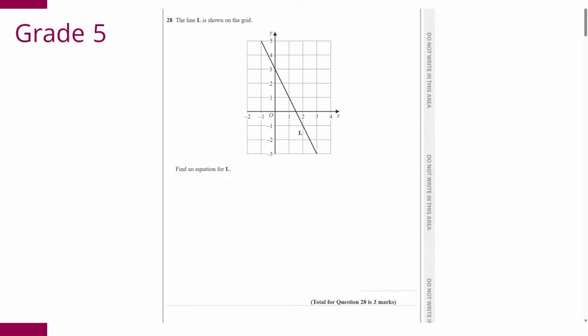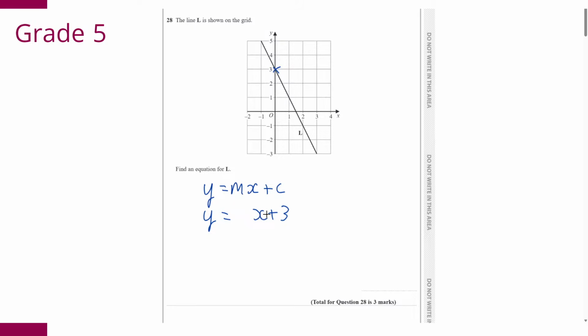Because there's been some gradient questions. I don't think there's been any out and out find the equation of the line, so it's good to do. Whenever you're finding the equation of a line, you need to find two things. You need to find the gradient, which is m, and the y-intercept, which is c. The y-intercept is the easiest one to do because it literally is where it crosses the y-axis. So we know it's going to be +3.